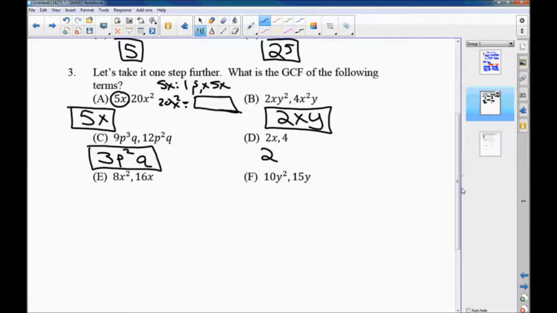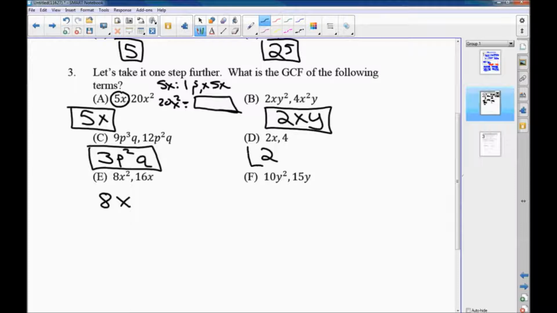And I cannot divide any x's into both of them evenly without getting a fraction, because if I try to divide the second one, 4 by x, I get 4 over x, which is a fraction. Okay, I won't divide evenly. So for E, 8 and 16, 8 is the largest number that will divide evenly into both, and x is the largest amount of x's that I can divide evenly into both.